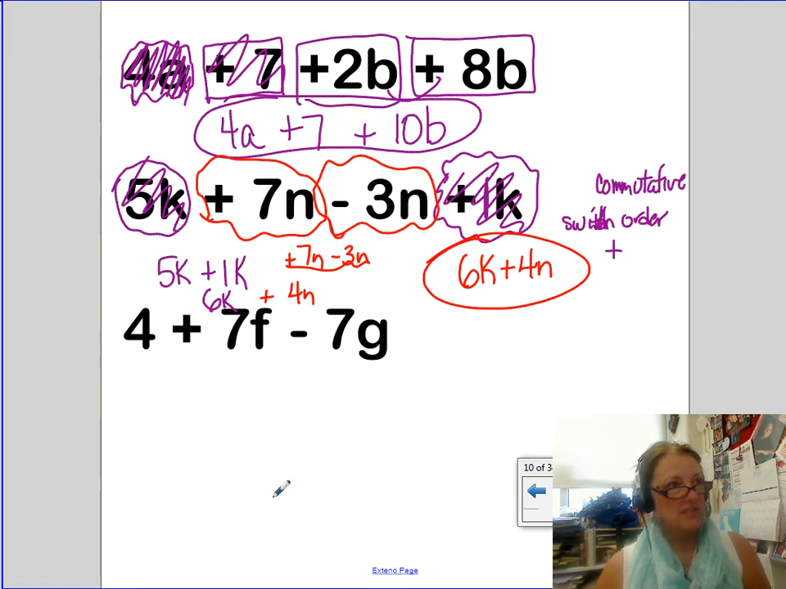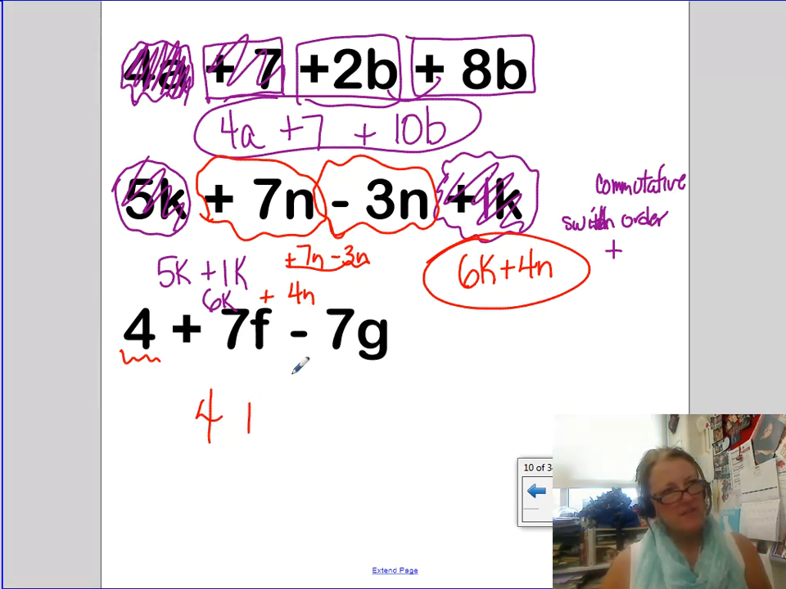All right, last, look at this one. 4 plus 7f minus 7g. And your directions are simplify this expression. Well, here's 4. It's a beautiful constant. I'm looking downstream. Nope, I don't see anything else. So 4 is just going to hang out here.